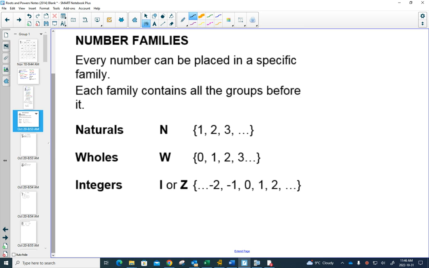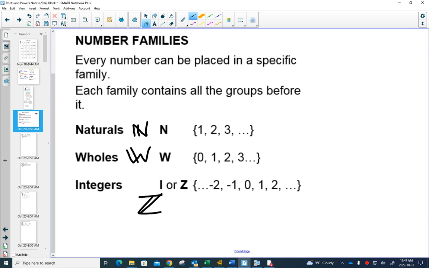Now the official symbol for the naturals is an N with 2 lines. The official symbol for whole numbers is a W with a whole line. The official symbol for the integers, most common, is the Z with 2 lines. But the Americans got confused, so they introduced the I because integer starts with I. Remember this from last year?